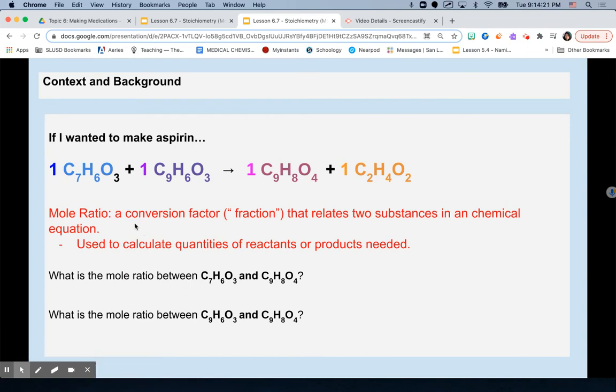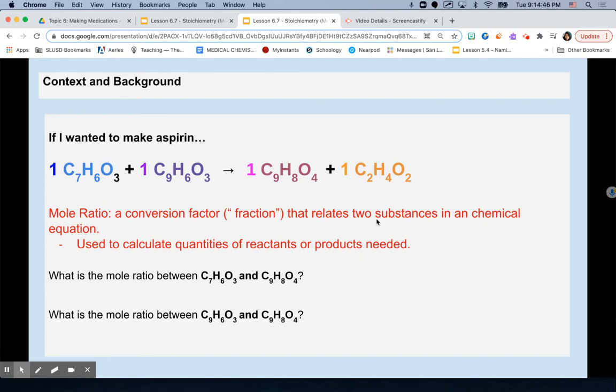So a mole ratio is kind of what I just wrote in the previous slide, and it is a conversion factor, or I can write it as a fraction or a ratio that compares or relates two substances in a chemical equation, and we use it to calculate different quantities of reactants or products needed, right?